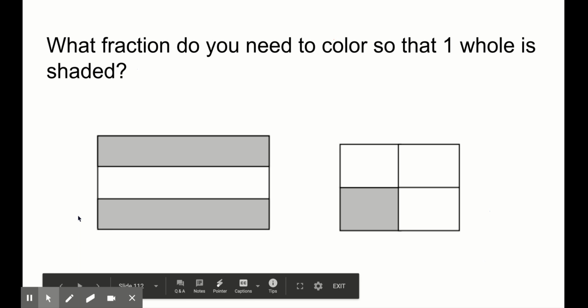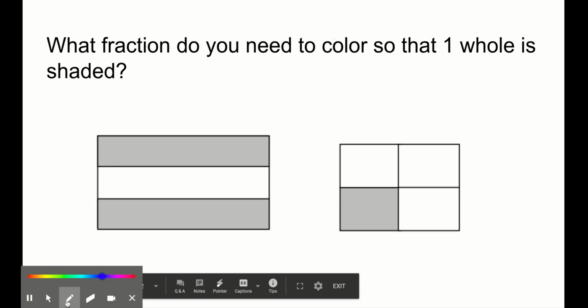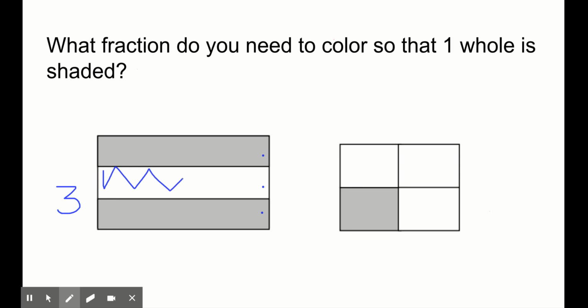We'll try these shapes next. First, we want to decide how many parts make one whole. 1, 2, 3 parts. And how many parts would I need to color in? Just this 1 part. So I would need to color in 1/3 to make it a whole.